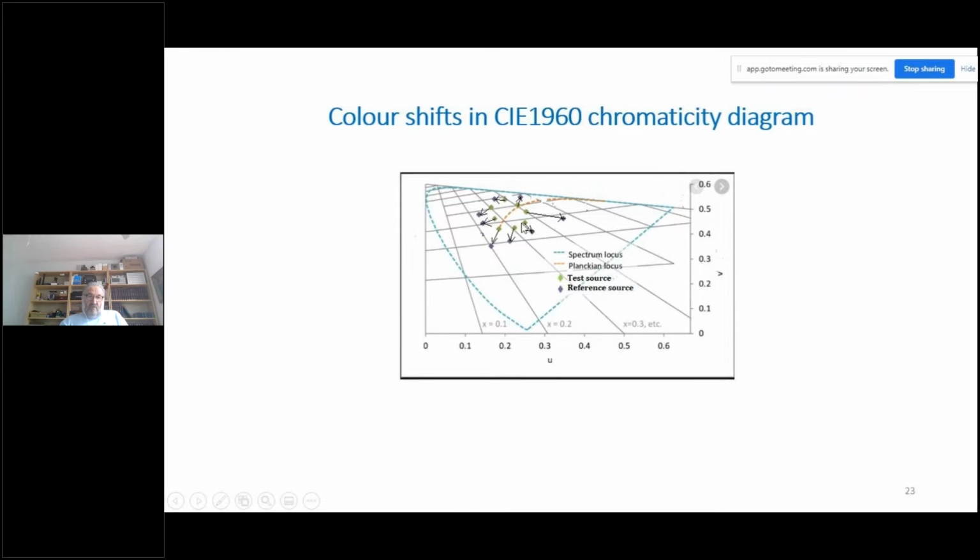These are basically the shifts that I was talking about between the reference source and the test source. The chromaticities don't fall on the same point, so you could measure the Euclidean distances. And this has to be done in the 1964 diagram. I've shown it here in the 1960, but for the calculation, it should be done in the 1964 color space.